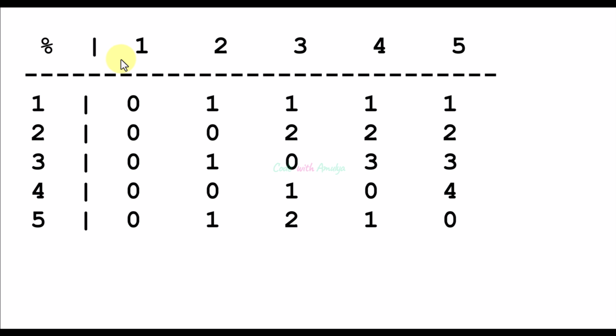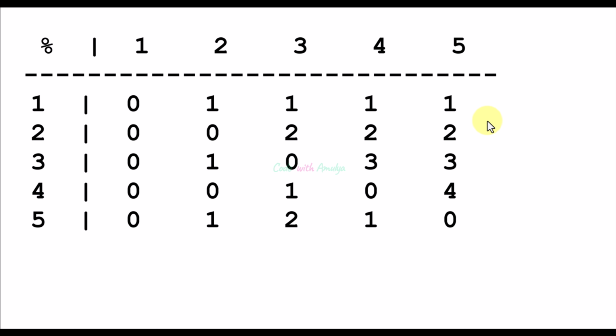Here we'll do row modulo column. So 1 modulo 1 is 0, 1 modulo 2 is 1, 1 modulo 3 is 1, 1 modulo 4 is 1, 1 modulo 5 is 1, like this. We'll print the modulo table like this. Alright, so this is about the output.